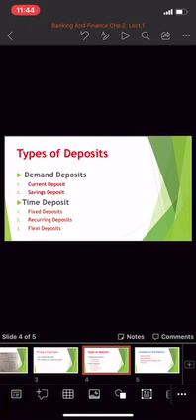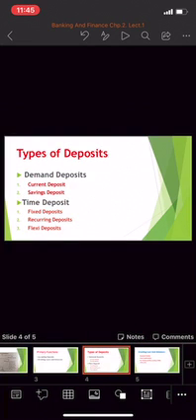This account is suitable for the needs of the salaried class, middle income groups, small traders and other small savers. The minimum amount required to open such an account is very small, and the balance required for maintaining this type of account is also small, so it is affordable for small savers.